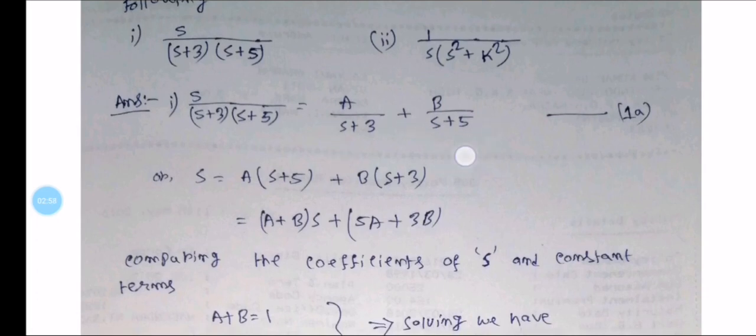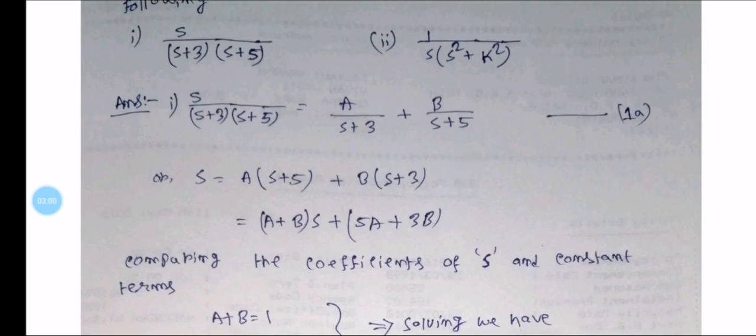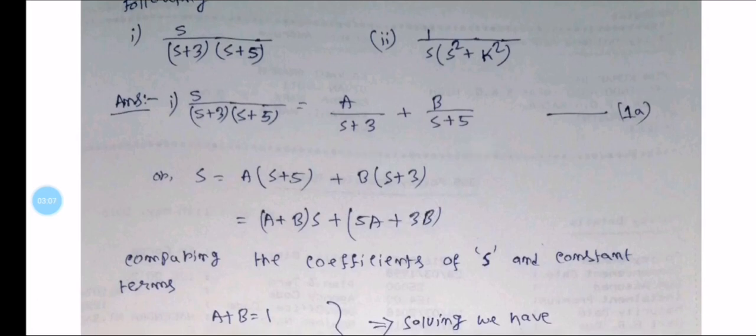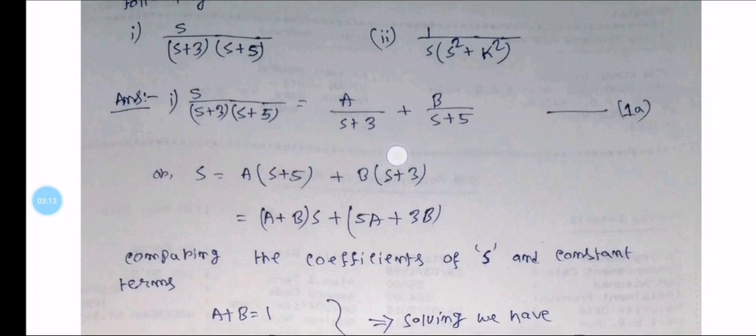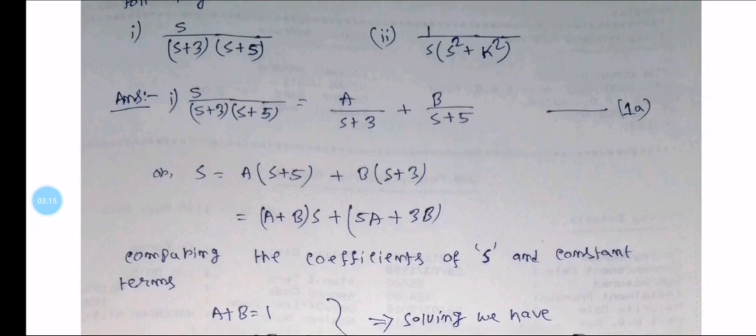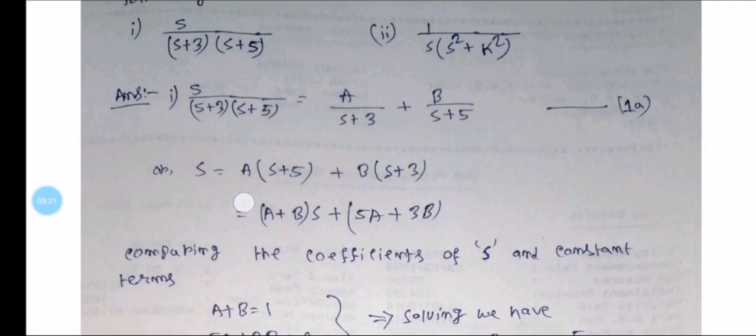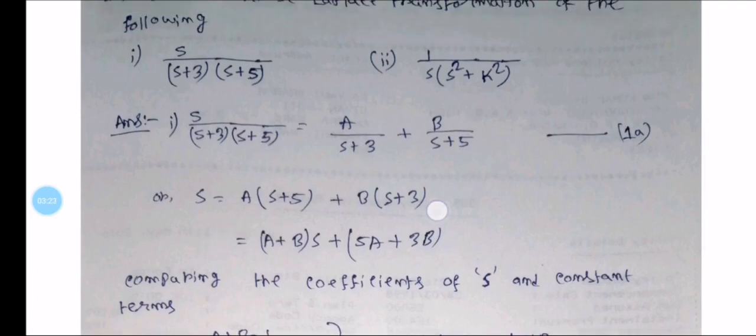We have to split it, where a and b we need to find. So calculating both sides, s equals a into s plus 5 plus b into s plus 3, because if you multiply, a into s plus 5 plus b into s plus 3 will be the numerator and the denominator will be s plus 3 into s plus 5. That will be on both sides, so it will cancel, and finally the left side numerator is s and the right side numerator will be this.